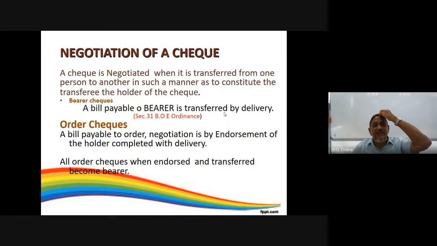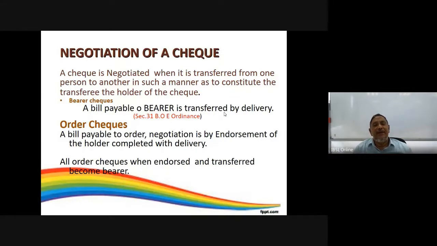There are checks we described, which I showed. It's order. Sometimes it can be printed order, or when the drawer or any party holding the check can convert a bearer check into an order check. Just writing a strike over the word bearer, it becomes an order check. Right? A bill payable to order: negotiation is by endorsement of the holder completed by delivery. Not only the delivery, it has to be endorsed and given.